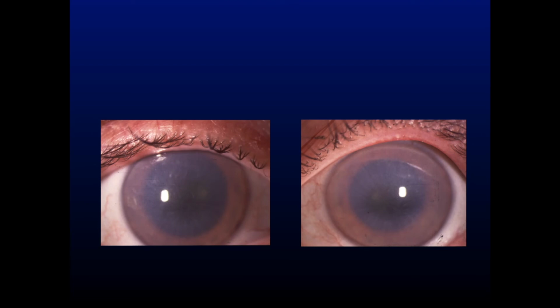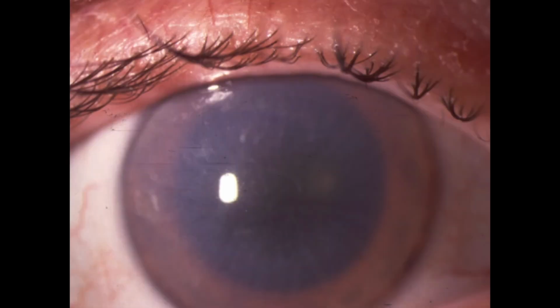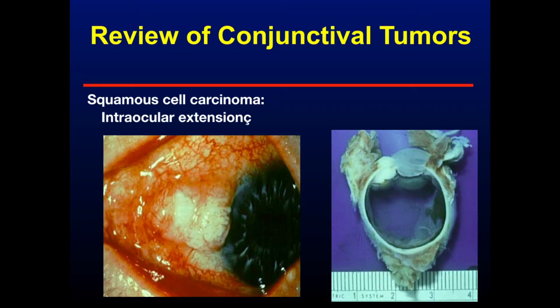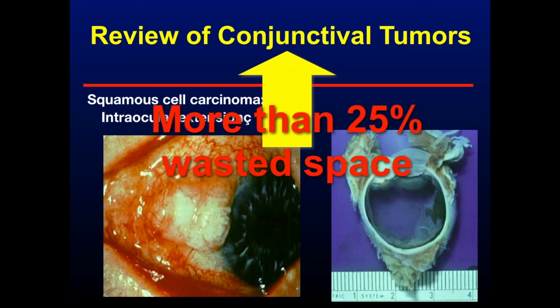Another example, 2 examples of a corneal dystrophy. Lots of wasted space. I'd like to see the details. I want to see the big picture. Here's another example, a word slide with more than 25% of wasted space.